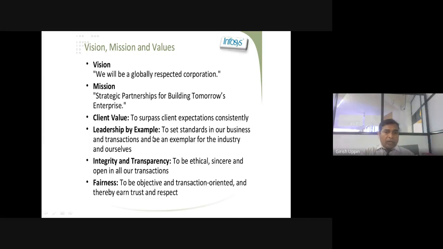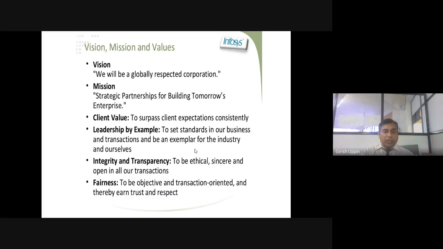So, leadership by example. This is very well understood by looking at Mr. Narayan Murthy. Their style of leadership is by example. They themselves are put in such a role model way that is followed by many people, to set standards in our business and transactions, to be an exemplar for the industry and ourselves.